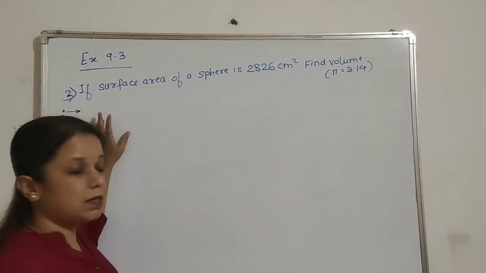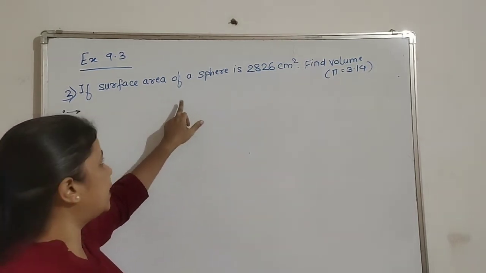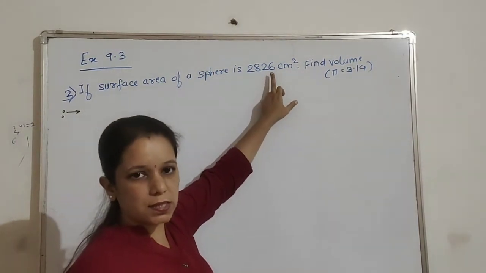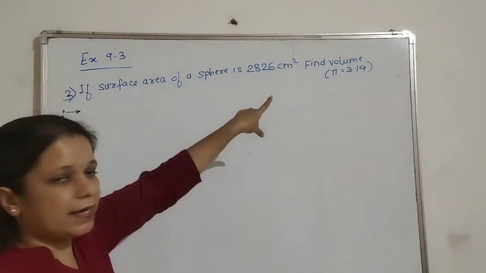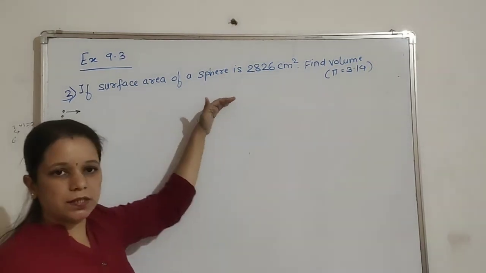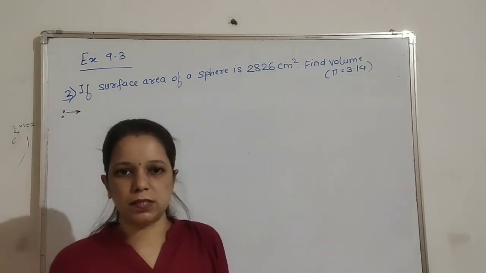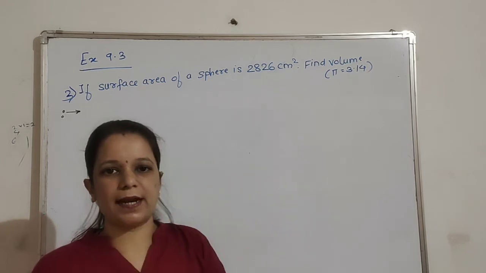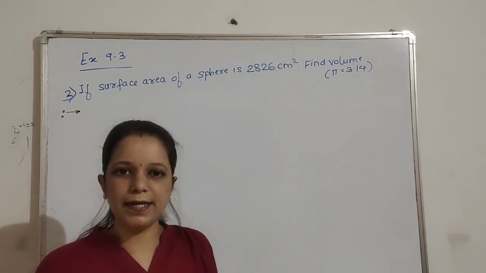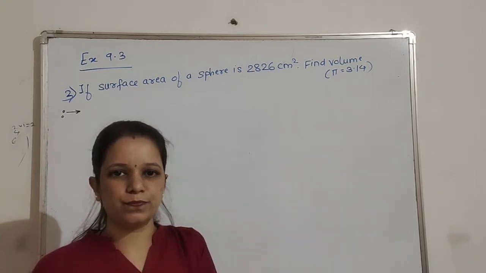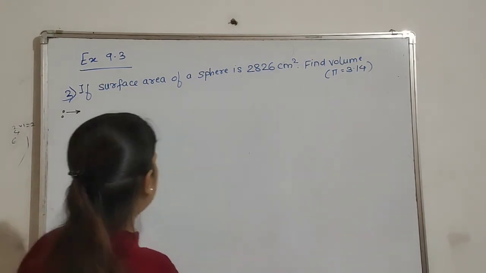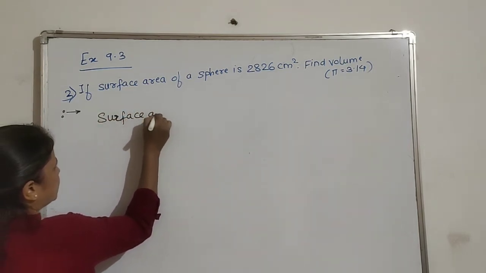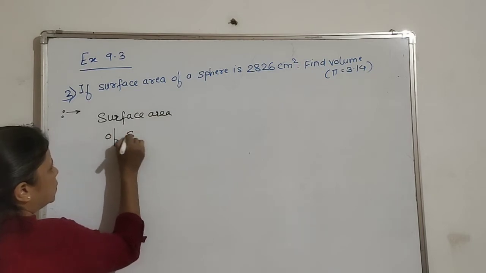Question is very simple. If surface area of sphere is 2826 centimeter square, find volume. Now this question we need to solve it in two parts. First, from surface area formula we will calculate the radius, and then from radius we will calculate the volume. Okay, so here surface area of sphere.